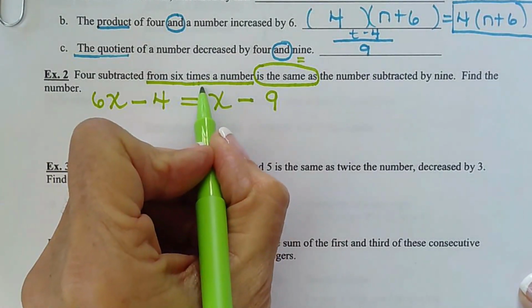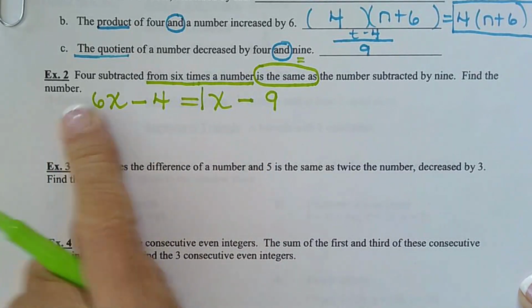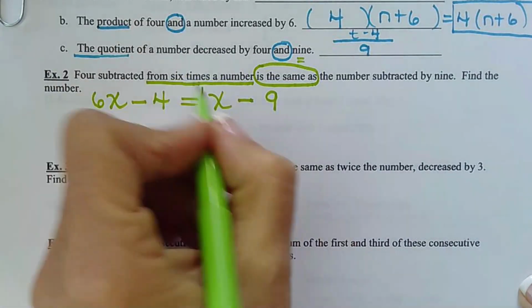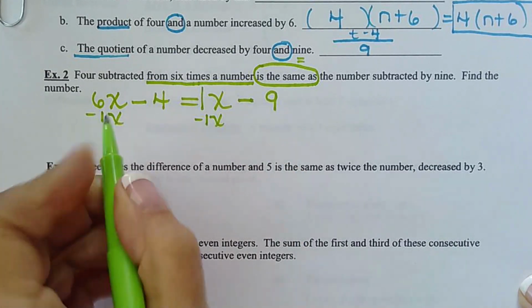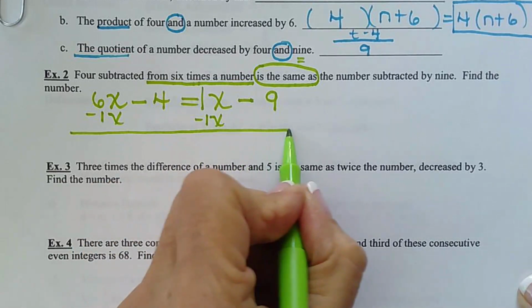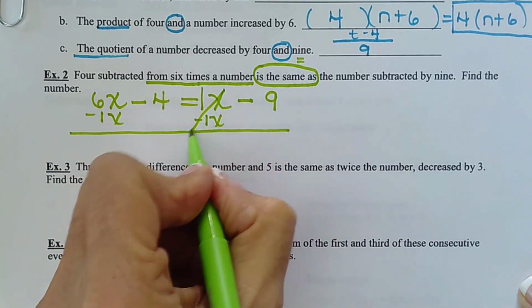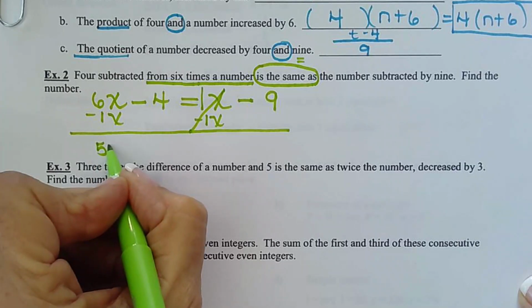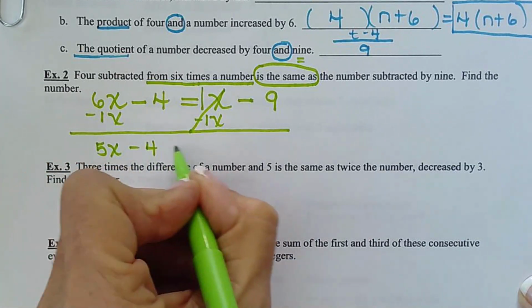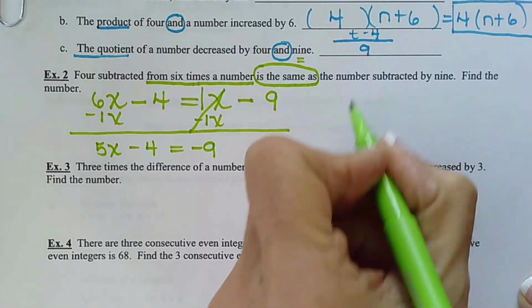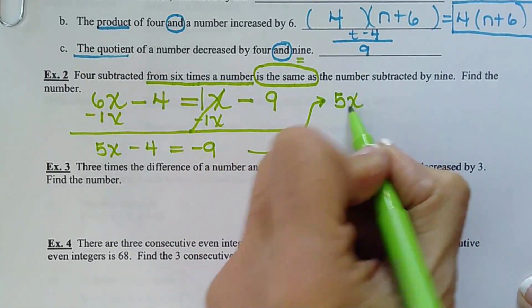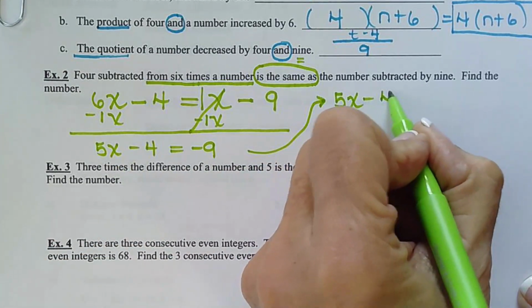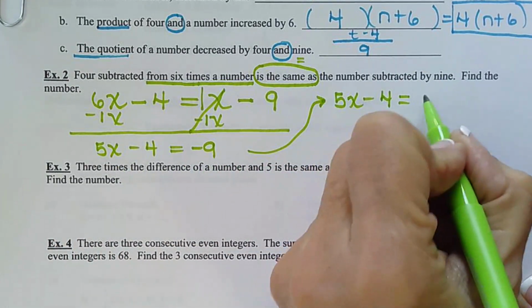So to solve this, I need all my x's on the left because there's no parentheses or like terms. So I do minus 1x, minus 1x. And that gives us, gone there, 5x minus 4 equals negative 9. And let's just move it up here since I'm writing like a giant and can't fit it in. 5x minus 4 equals negative 9.